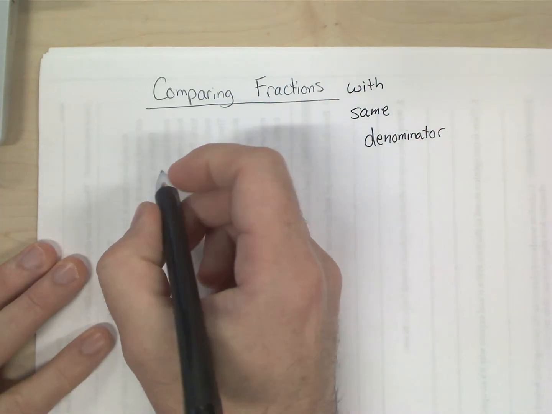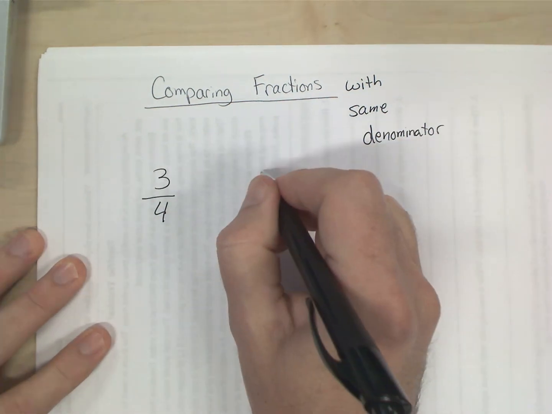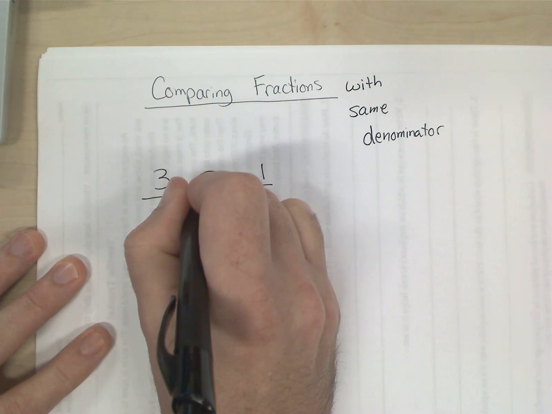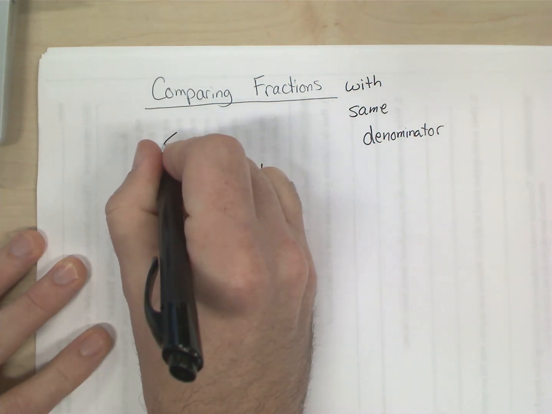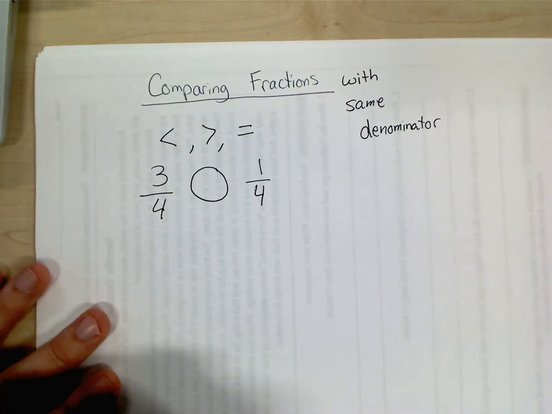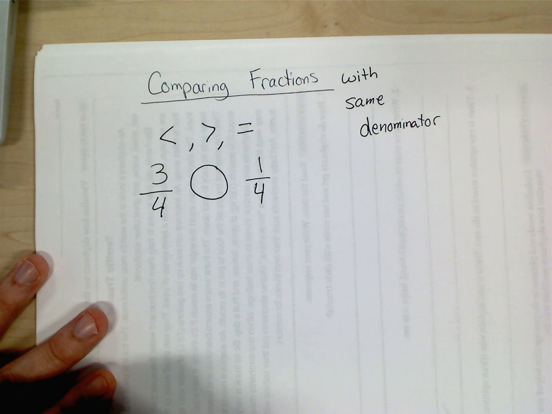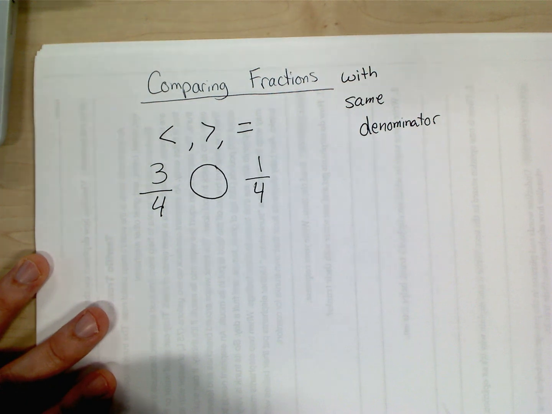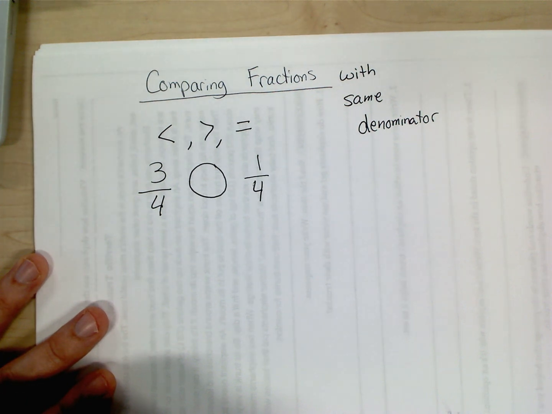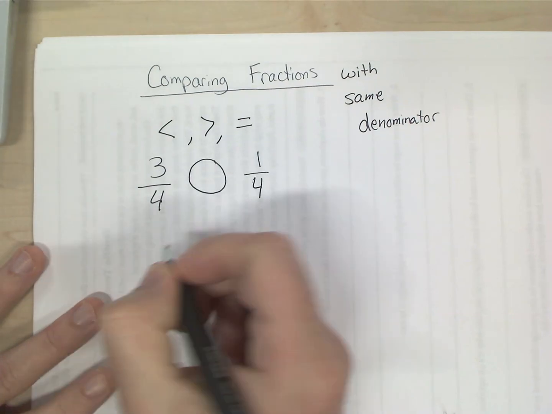So let's look at an example. Let's think of 3/4 and 1/4. And what are we going to put in here? Are we going to put a less than or greater than or an equal sign? At first, it's going to be hard for you to kind of visualize these things. But what we're really going to do is draw some pictures. And those pictures are really going to help us. And once we start drawing those pictures, it's going to make it really easy to see what we're going to do. So let's start by drawing 3/4.